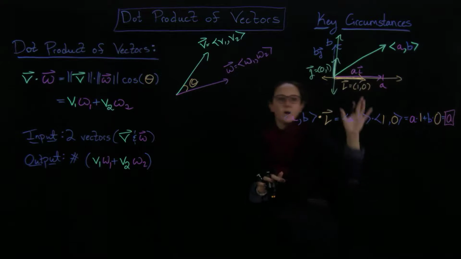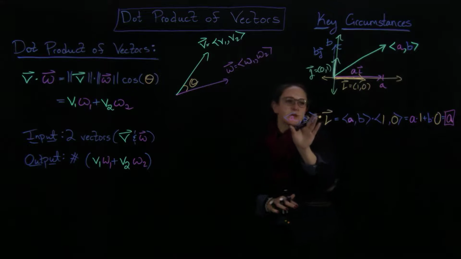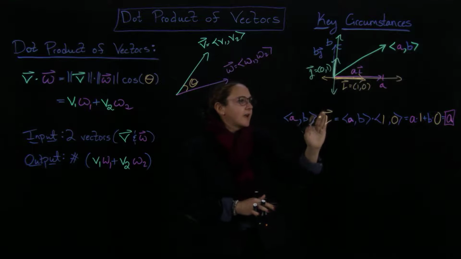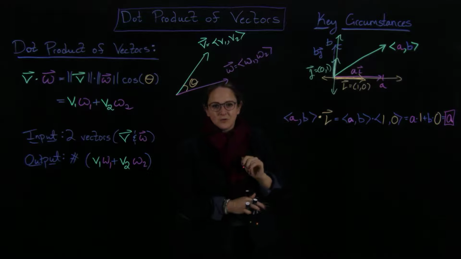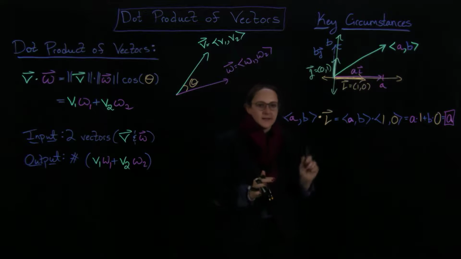Okay, and this was an arbitrary vector. That's A. I dotted it with I. What did I get out? I got out the first coordinate. So that's what happens when I dot with I: I get out the first coordinate.